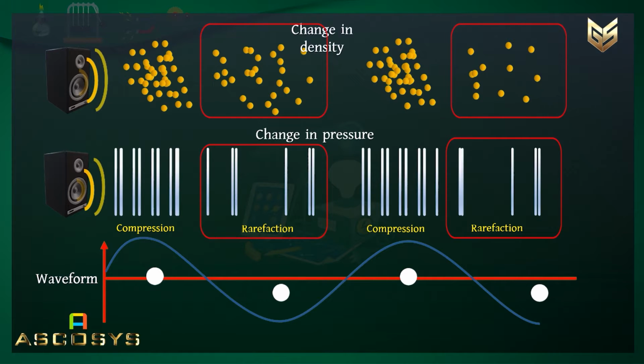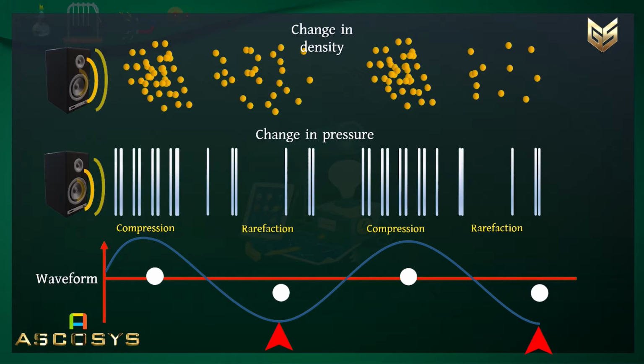And if you see the rarefaction, this is the region of low pressure where the particles are spread apart, and it can be represented by a valley, that is the lower portion of the curve. A peak is called the crest, that is for compression, and the valley is called the trough of the wave. Okay, that is for the rarefaction.